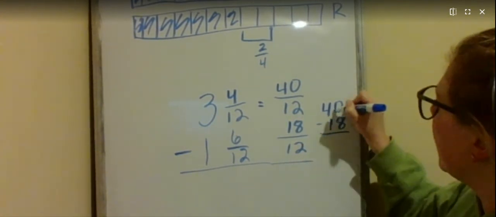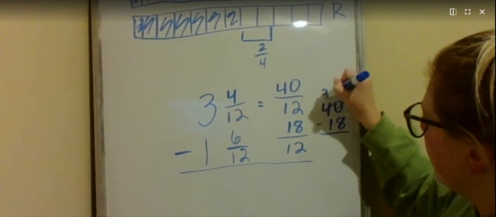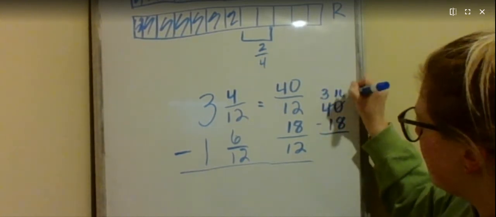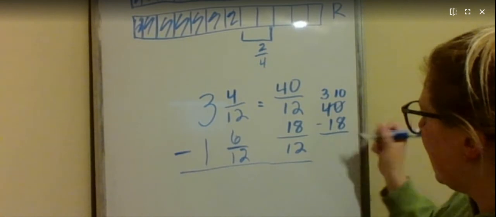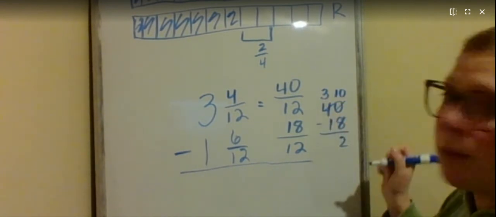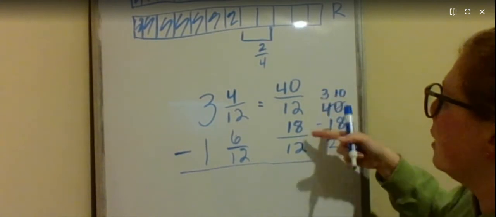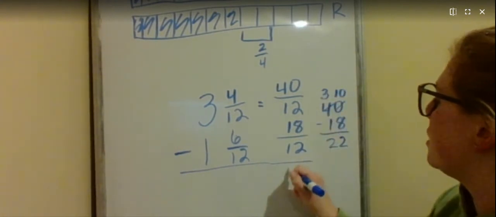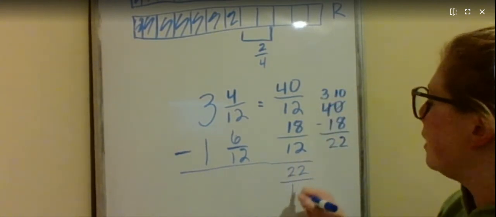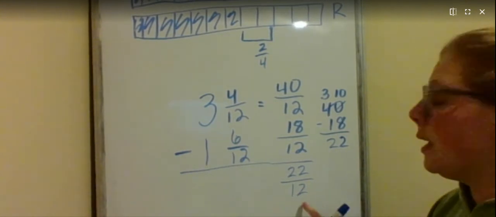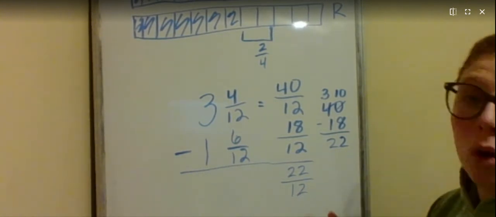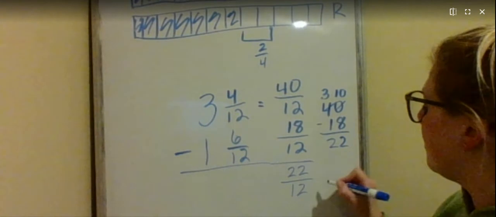0 minus 8 I can't do. This, regroup it, becomes a 3. This becomes 10. 10 minus 8 is 2. And 3 minus 1 is 2. So 40/12 minus 18/12 is 22/12. Now, if you want to keep it like this, you can. Or if you want to go back to that mixed number, you could do that too.